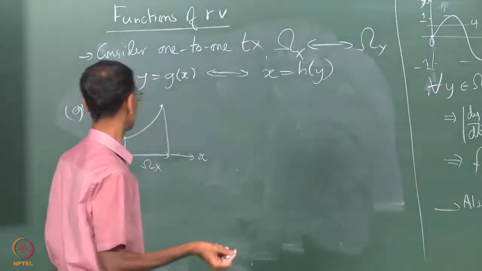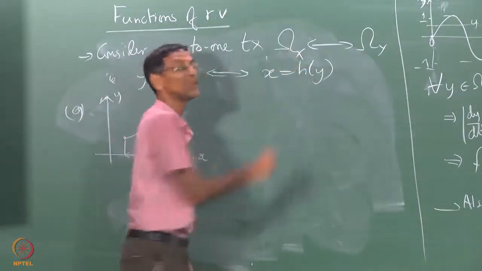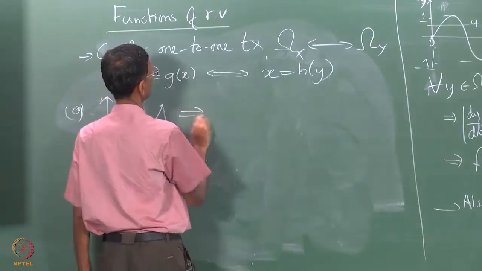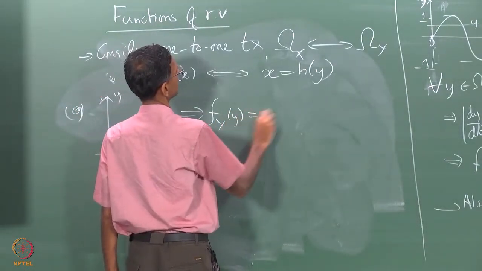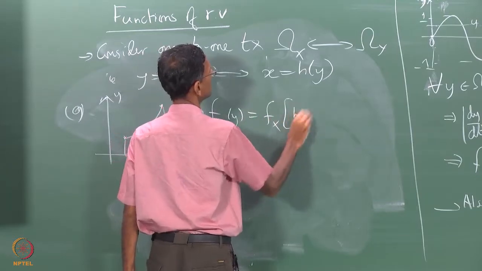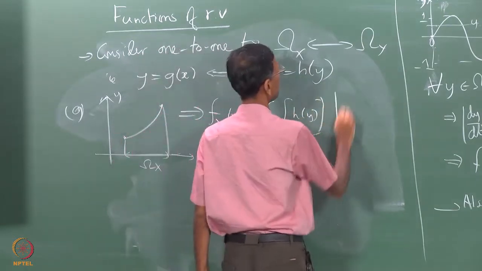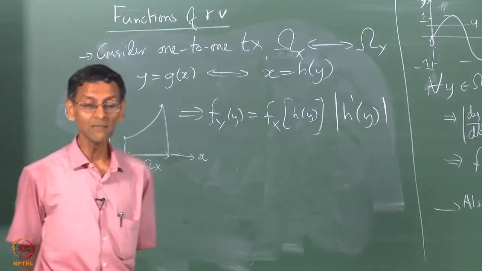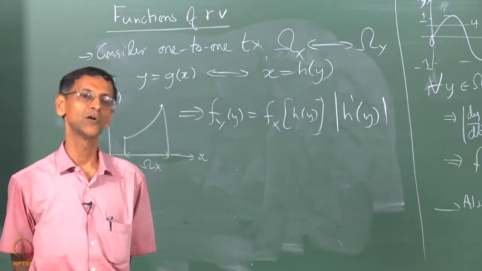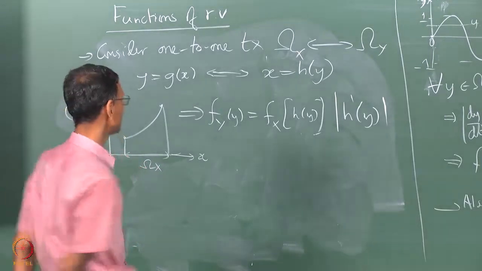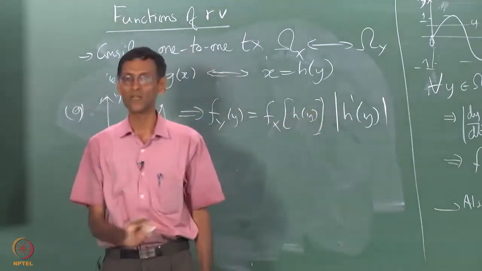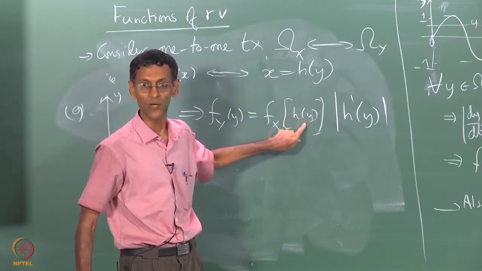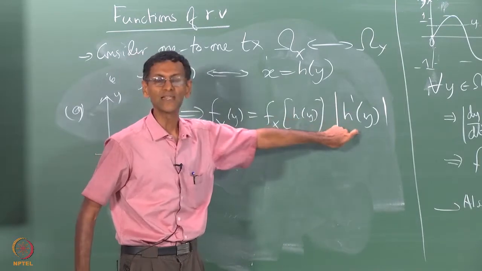In a one-to-one transformation, if you pick any y in omega y, there is only one value of x where that could have come from, and therefore you can immediately write f_Y of y is f_X of h of y into mod h prime of y. This can be straight away written down if you know the other old formula. Why can I write down this immediately? f_X of x is evaluated at h of y, there is no problem here, there is only one root. Why do I get this?